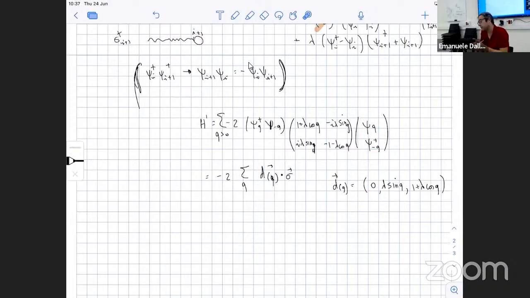What you can check, I think this was in the homework, is that a Bogoliubov transformation of fermions is equivalent to just a unitary rotation, a normal rotation in this space. So what you need to do is to diagonalize this matrix, and what you immediately see is that the energy is going to be the square root of lambda sine q squared plus 1 plus lambda cosine q squared. In other words, this is just the size of this vector d_q.